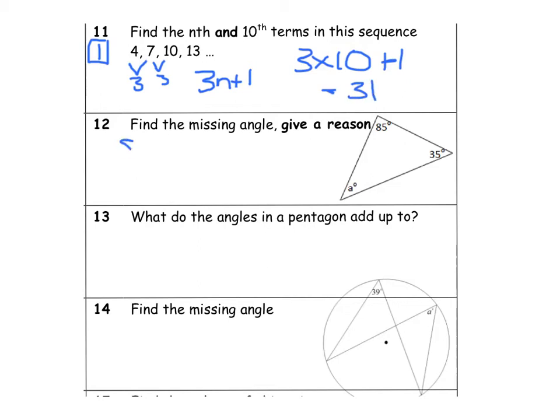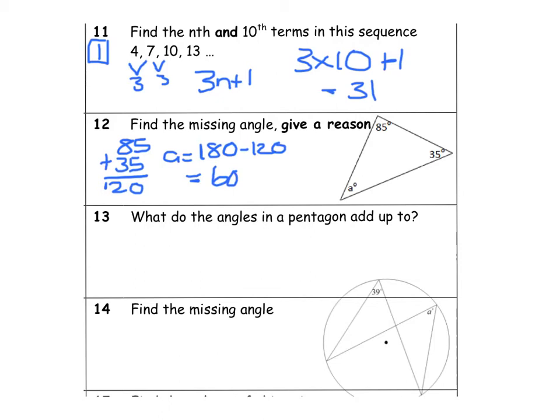Missing angle, I'm going to do 85 plus 35, 120, and then A would be 180 minus 120, which equals 60. And our reason would be angles in a triangle add up to 180 degrees.